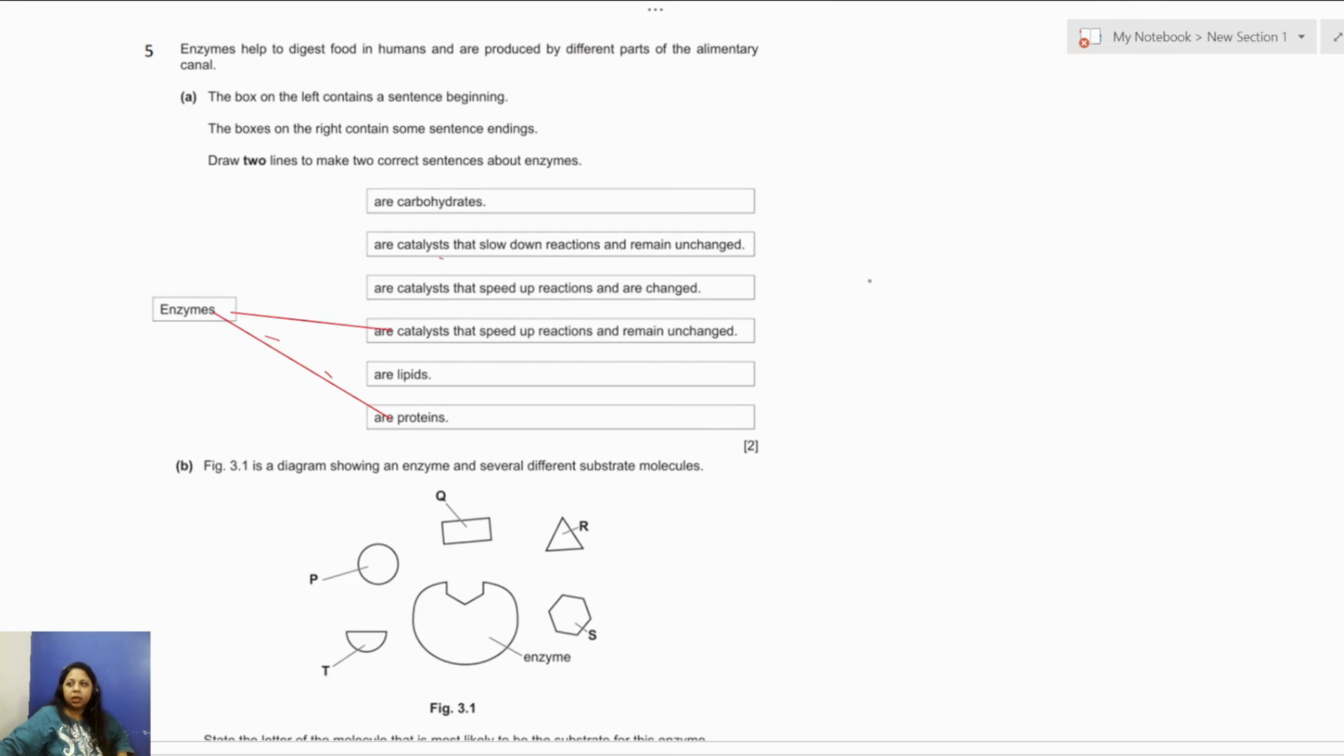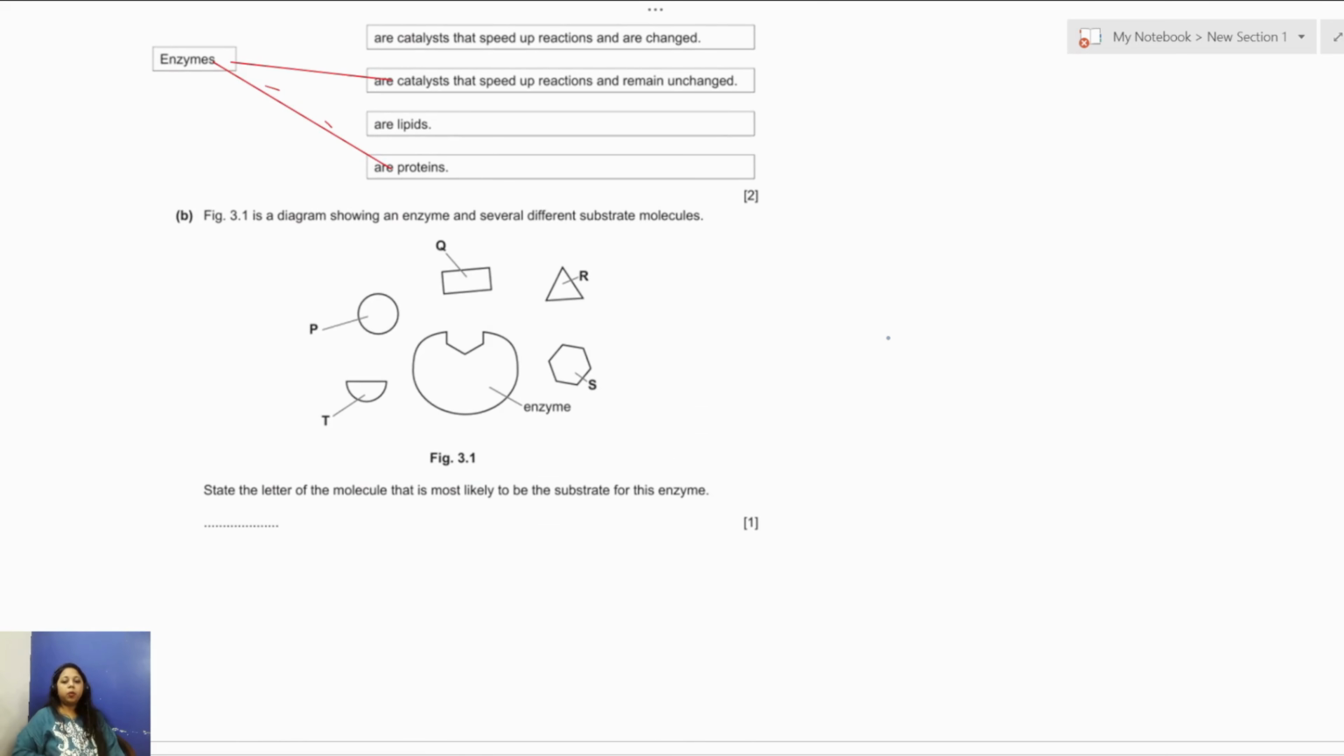Okay. The next question: Figure 3.1 is a diagram showing an enzyme and several different substrate molecules. What is the correct substrate for this one? Yes, good.